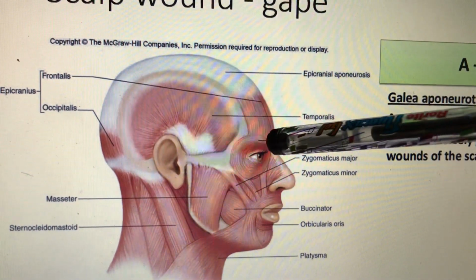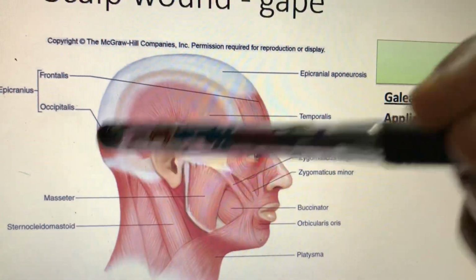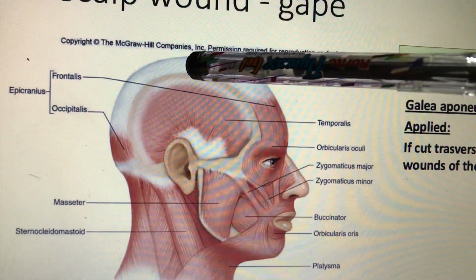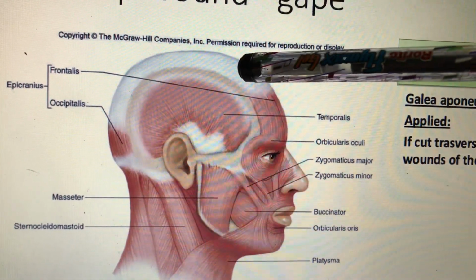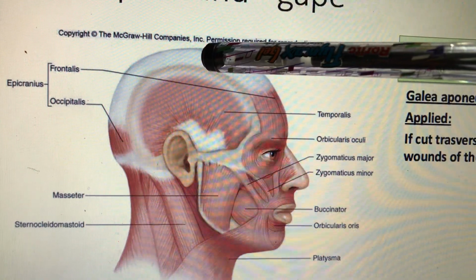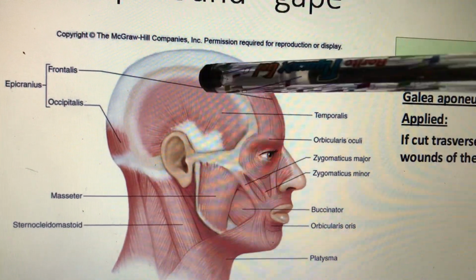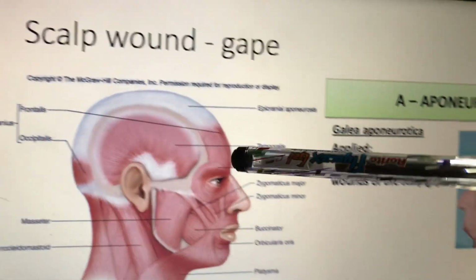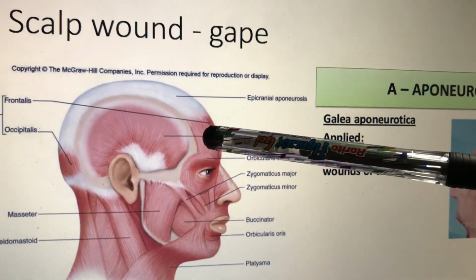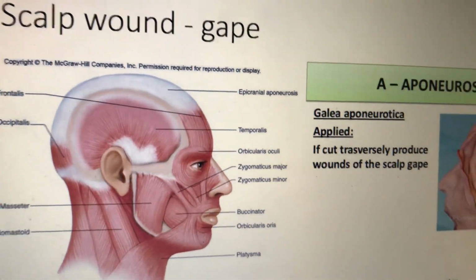This muscle will be pulling this side, that muscle will be pulling that side. So what will happen? The wound will gape. Okay, gape means it will be torn. So what happens? You need to make a vertical incision and vertical suturing. So this is called wound gape. This is because of the pull of these two muscles.